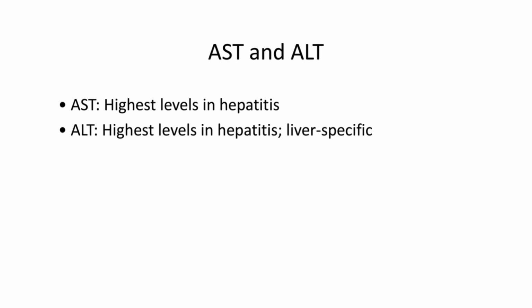Let's review the liver markers. The first enzyme is AST, or aspartate transaminase. This enzyme is found in several tissues, but it reaches its highest levels in cases of hepatitis. Next is ALT, or alanine transaminase. Like AST, ALT also rises to its highest levels in hepatitis. However, ALT is considered more liver-specific, which means it is a stronger indicator of liver damage compared to AST.